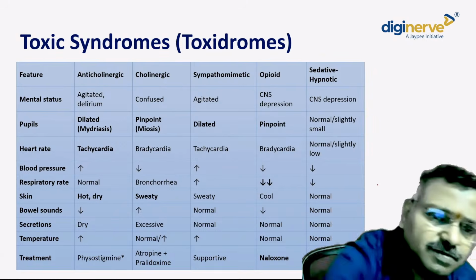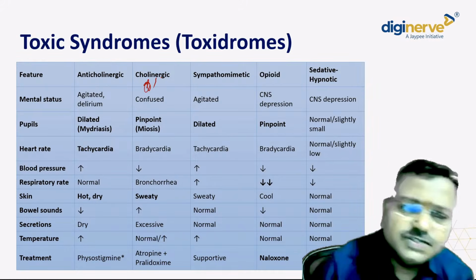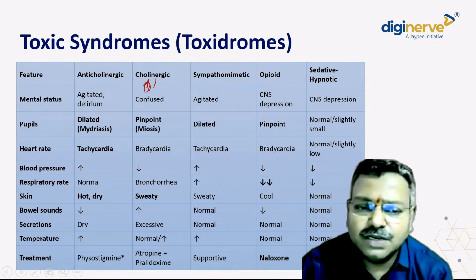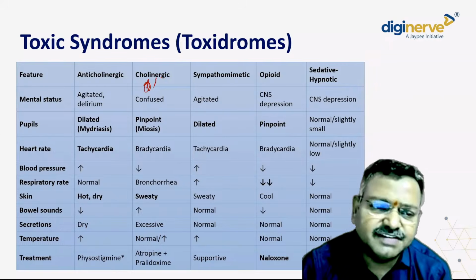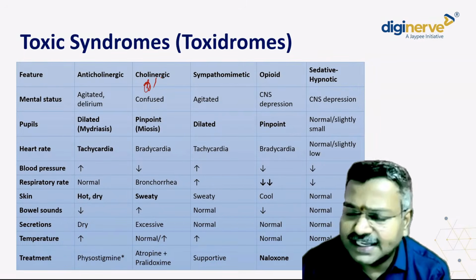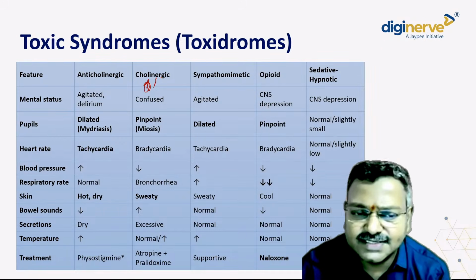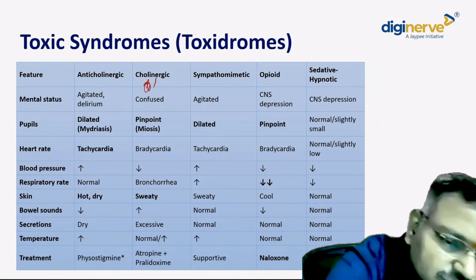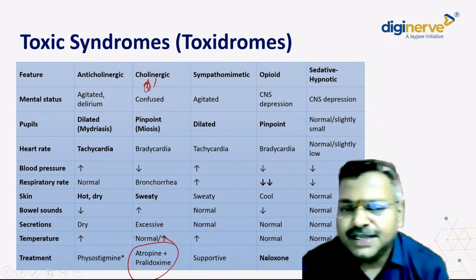Cholinergic, the most common that you get is the OP compound. So confused, miotic pupil, bradycardia, bronchorrhea, secretions everywhere. Blood pressure may be high or low. A lot of sweat, a lot of diarrhea they can have, increased bowel sounds, secretions are excessive, and the treatment is atropine and pralidoxime that we have to give.